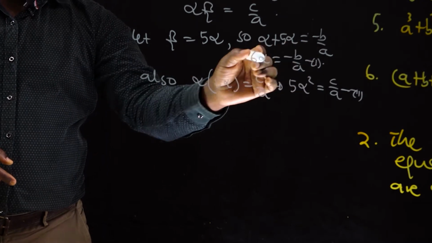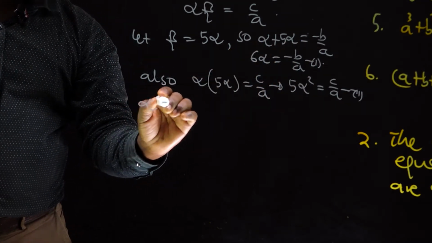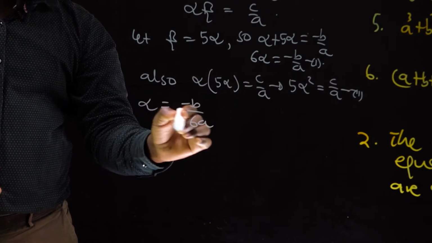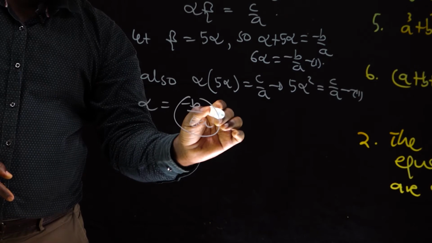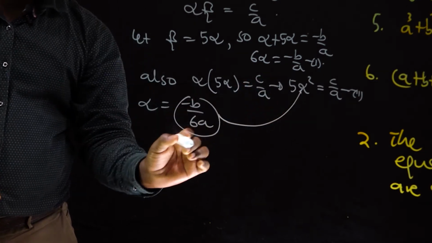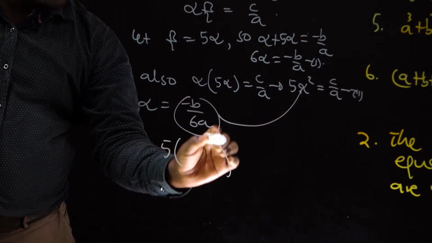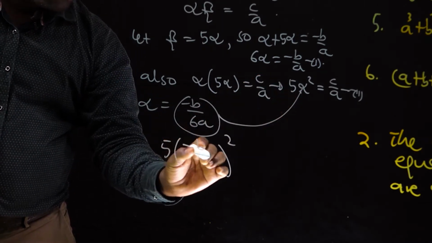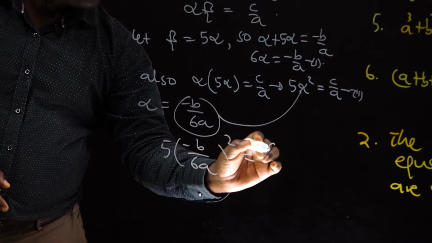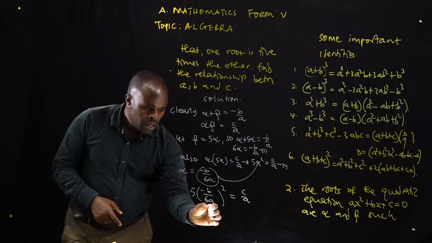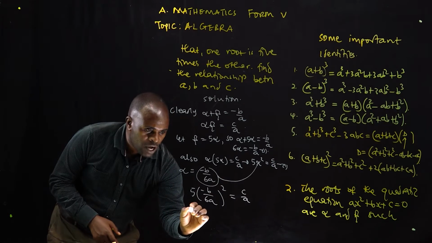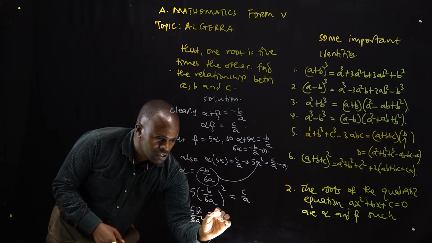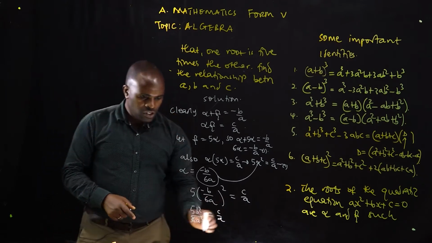So transposing equation 1 for alpha, alpha becomes negative b over 6a. Put this result of alpha in the second equation, so 5 alpha squared becomes 5 times the value of alpha, negative b over 6a, squared, equals c over a. Expanding this, it is 5b squared over 36a squared equals c over a. So this is a relationship.